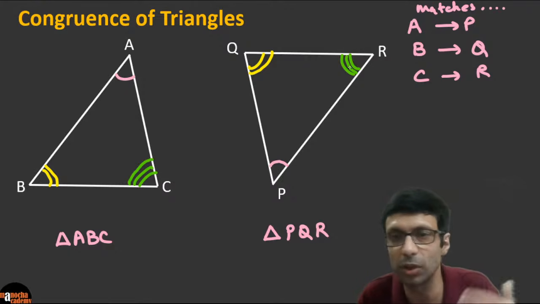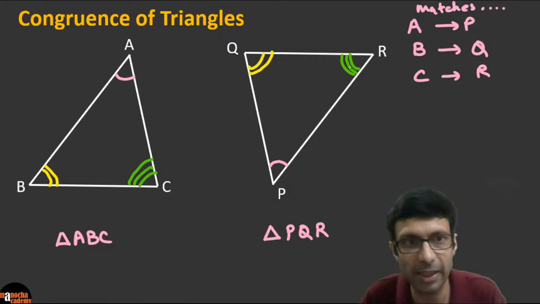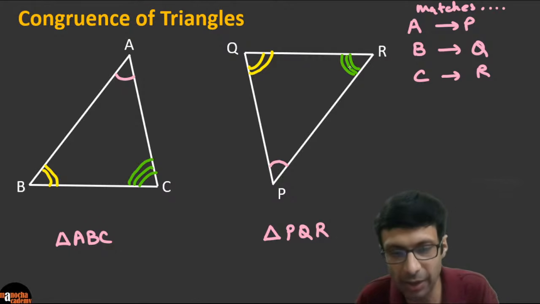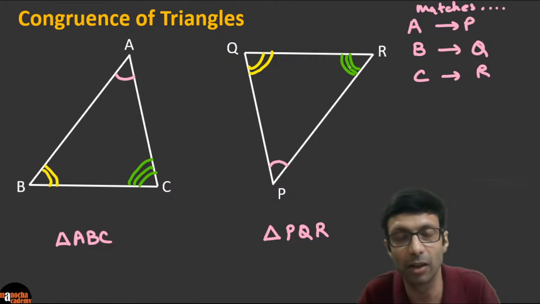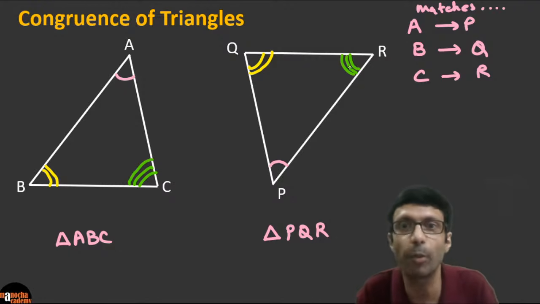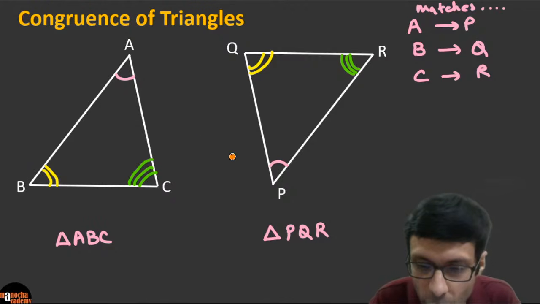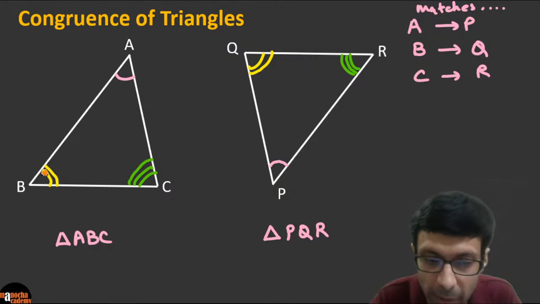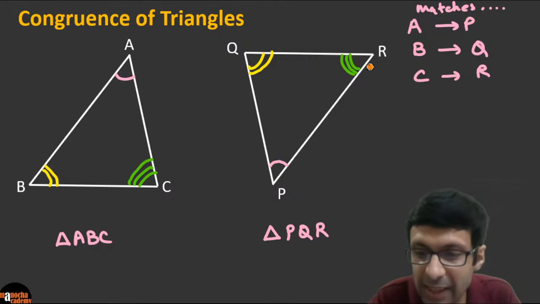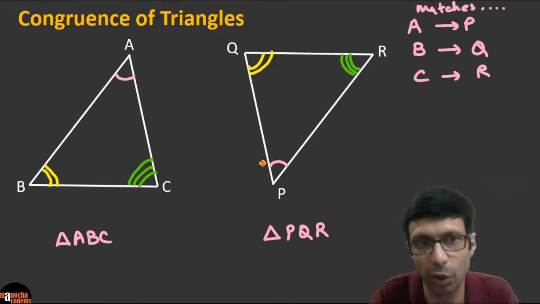Very good. I'm seeing some of you saying CPCT. Excellent. So these are the corresponding angles, and because the triangles are congruent, they're equal. Their corresponding angles have to be equal. We can't say that A is equal to Q. Please note here, very important, A is equal to P. Similarly, B is equal to Q and C is equal to R. You can't randomly say which one is what.